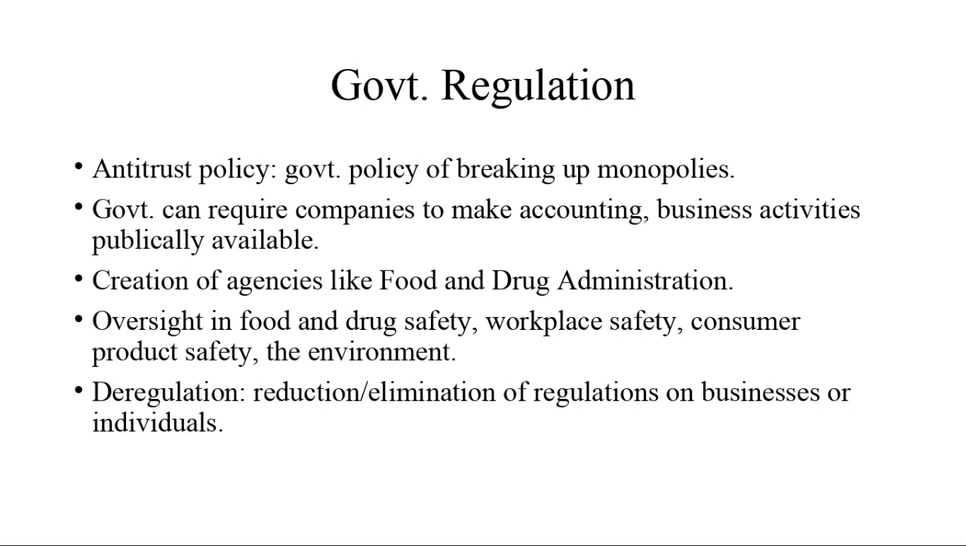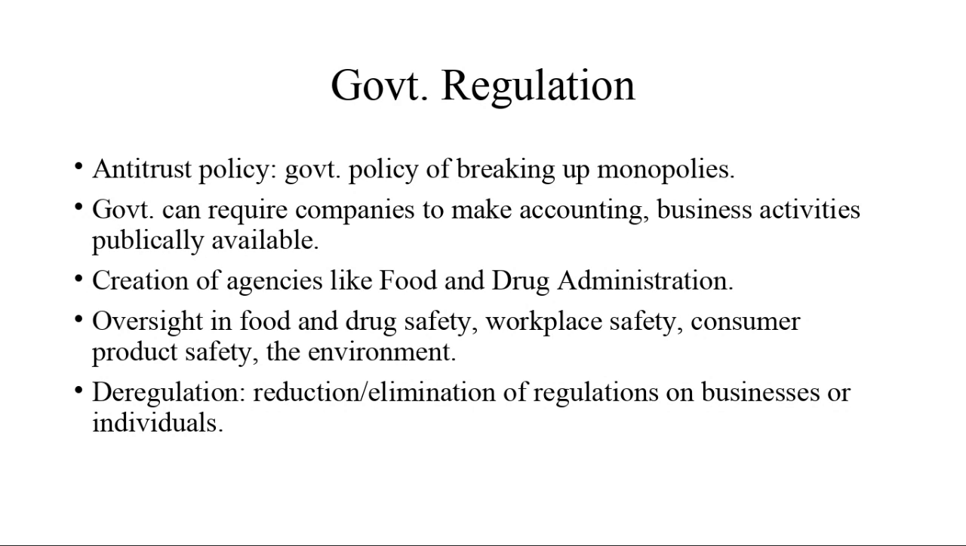Okay, so the government does have some ability to regulate businesses and the economy. There is what's called antitrust policy. Essentially, the government can break up a monopoly. In the mid-1990s, Windows was in danger of being broken up into different companies because they were taking over the IT field. So if two companies want to merge, they have to get permission from the federal government.